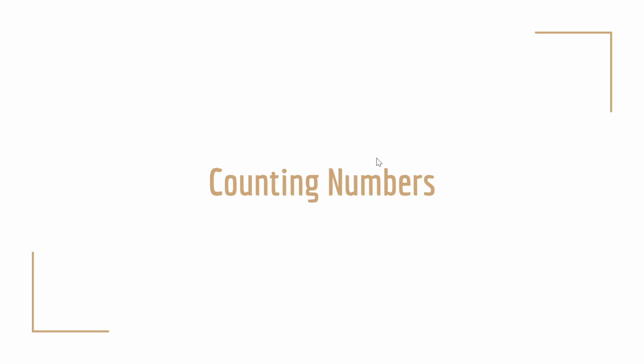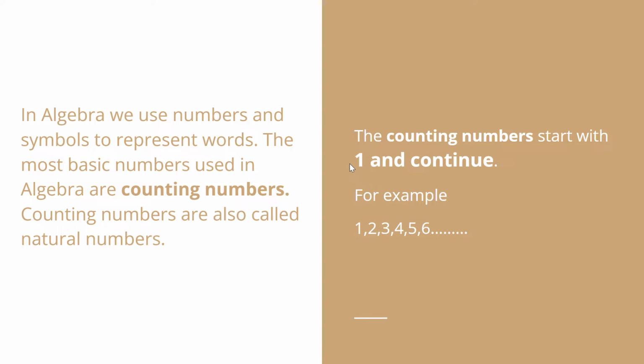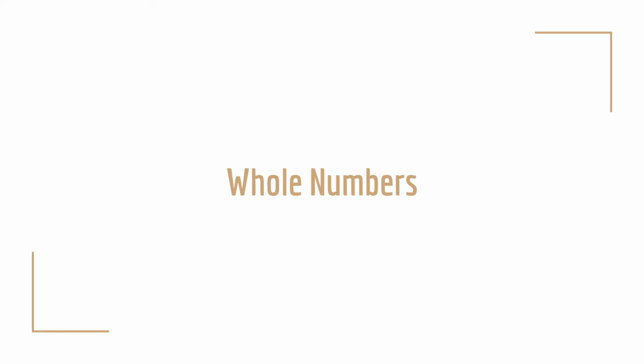The first thing we will learn in this chapter is counting numbers. In algebra, we use numbers and symbols to represent words. The most basic numbers used in algebra are counting numbers, which are also called natural numbers. The counting numbers start with 1 and continue. For example, 1, 2, 3, 4, 5, and 6.